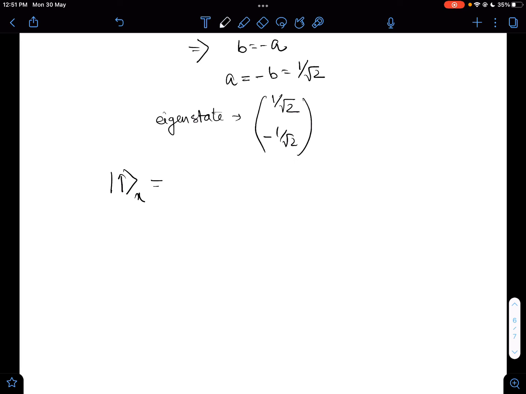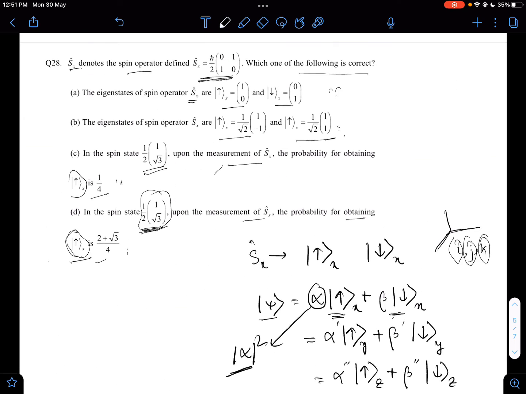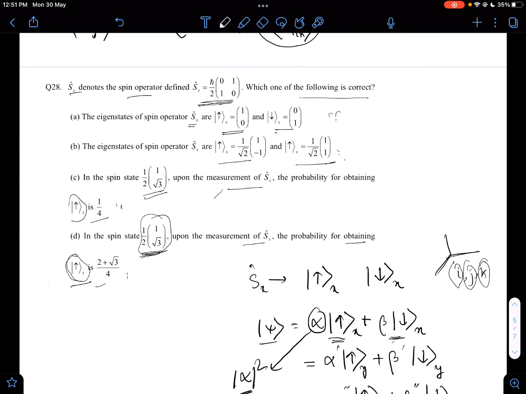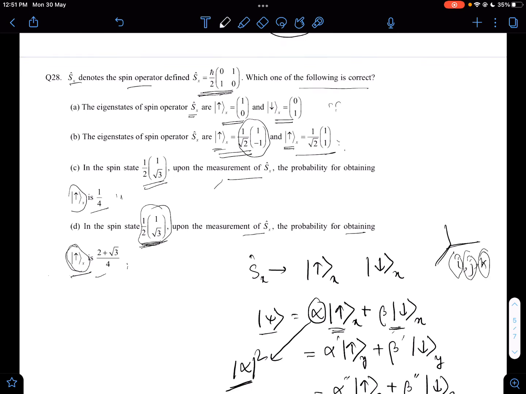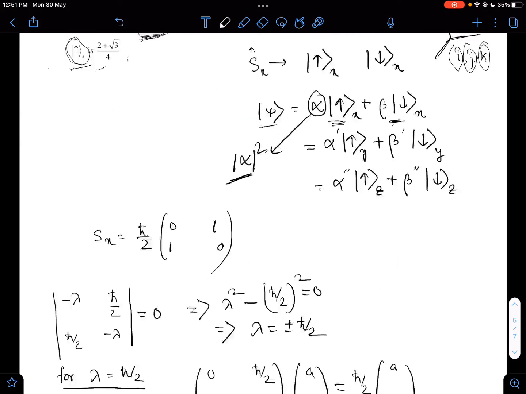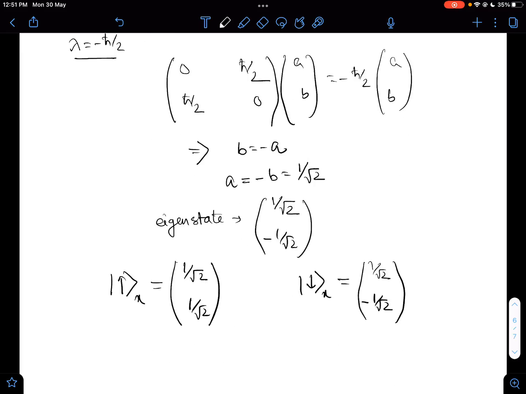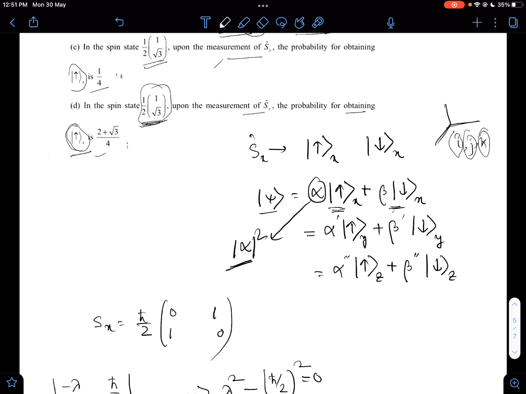So we are calling (1 by root 2, 1 by root 2) the up state, and we have the down state as (1 by root 2, minus 1 by root 2). So let us check the options. This is not correct, and this is 1 by root 2. So up state is not 1 minus 1. And here both are given as up state. There may be a printing mistake, but this is the concept. In this way you can find the eigenstates of any operator.